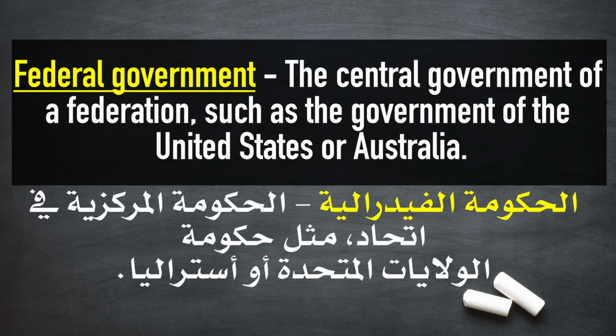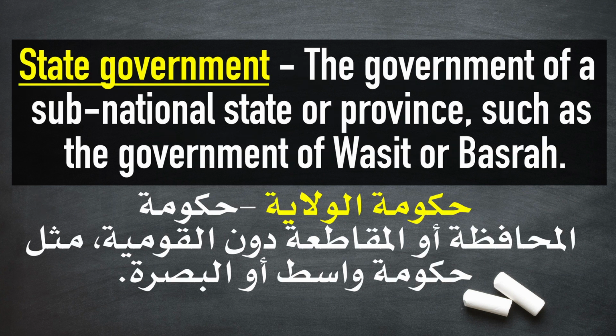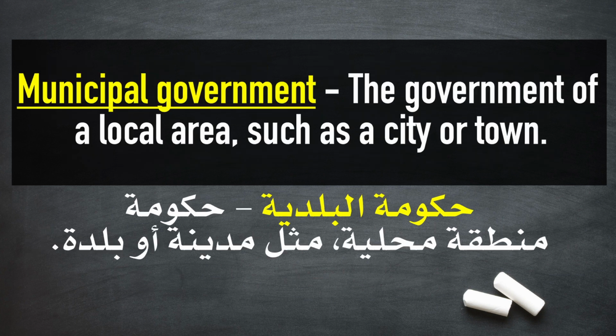Federal government. The central government of a federation, such as the government of the United States and/or Australia. State government. The government of a subnational state or province, such as the government of Wasat or the government of Basra. Municipal government. The government of a local area, such as a city or town.